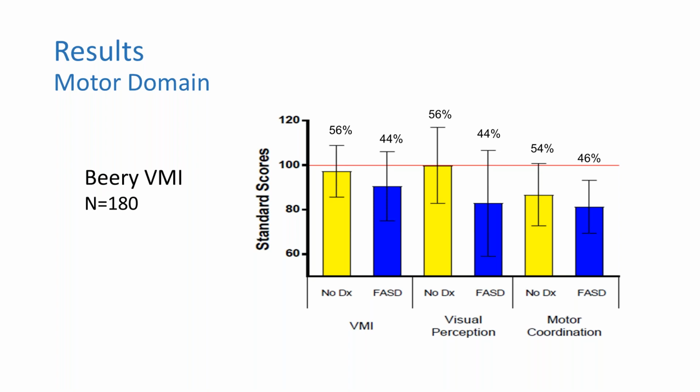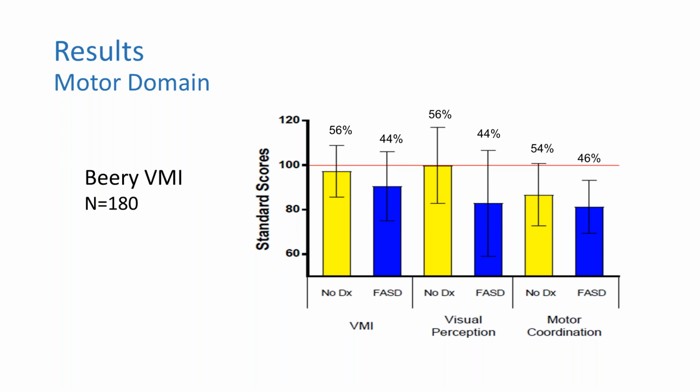And remember that no diagnosis means that they didn't receive an FASD diagnosis, but they still had prenatal alcohol exposure. So you can see that both groups still had some difficulties in their visual motor integration. And the percentages that you see on top are quite comparable across the board. But for example, in the group that didn't receive a diagnosis, the 56% represents 56% of them receiving a standard score of 97.22, to be exact.